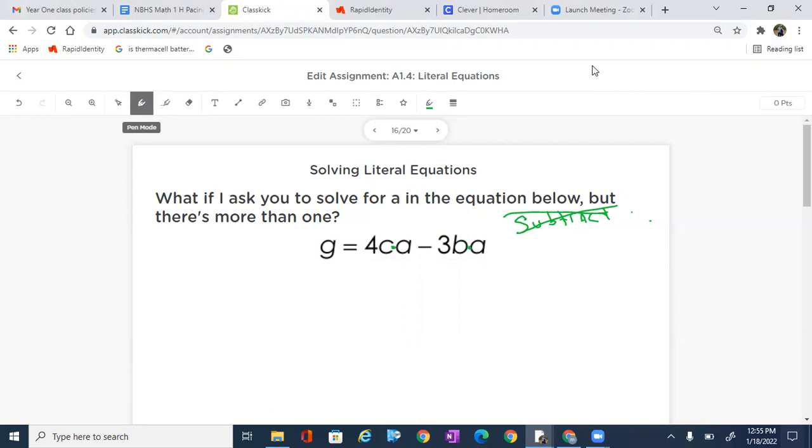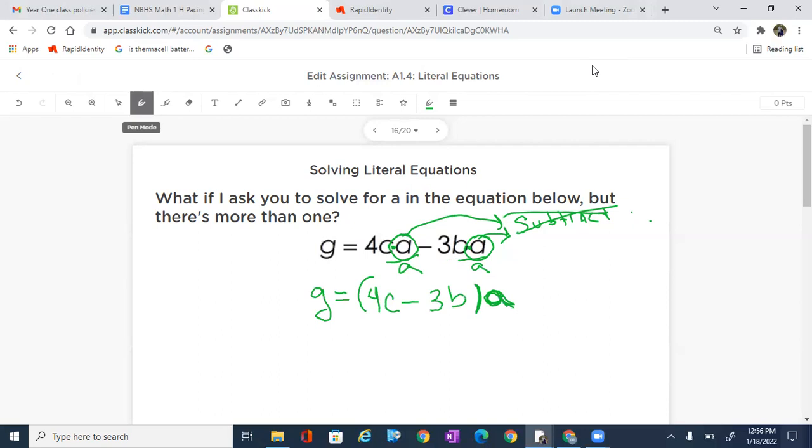So what we can do is we can actually distribute, or I'm sorry, factor out that a. I'm going to take this a and I'm going to put it on the outside of a parentheses set. And we are going to be dividing off that a. And that's why we're bringing it to the outside of that parentheses set. So we get 4c, which would be left, minus 3b equals g. And now what you can see is we actually have the reverse of the distributive property.